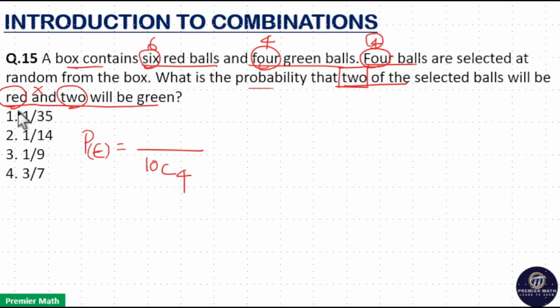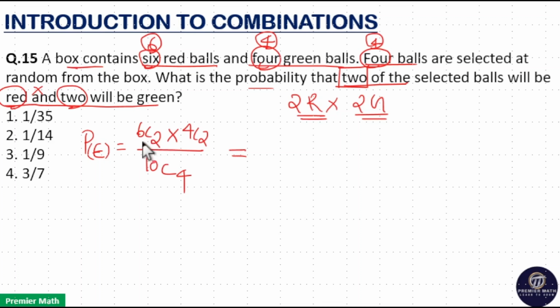2 red and 2 green, and that means multiplication. So these 2 red should be selected from the available 6 red. So 6C2 is the selection of your 2 red. And these 2 green should be selected from the available 4 greens. So 4C2 is the selection of the 2 green. Now 6C2 into 4C2 is the favorable outcome.